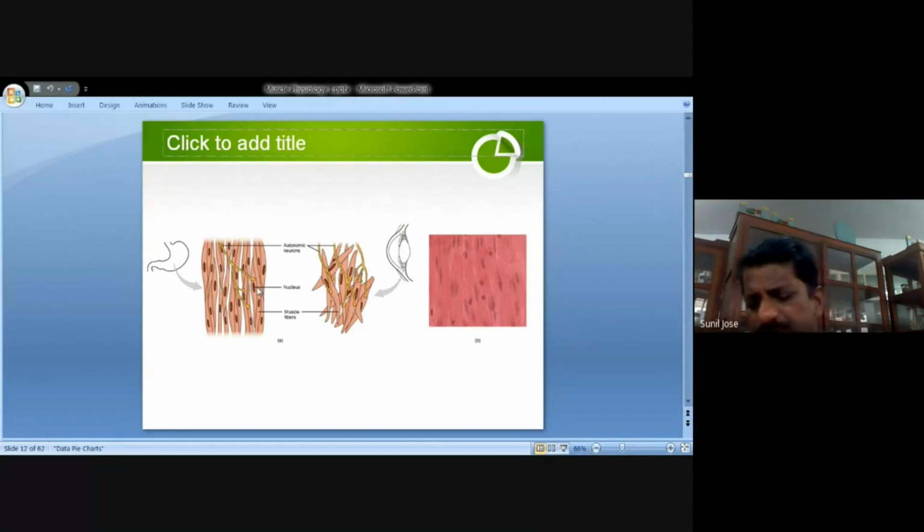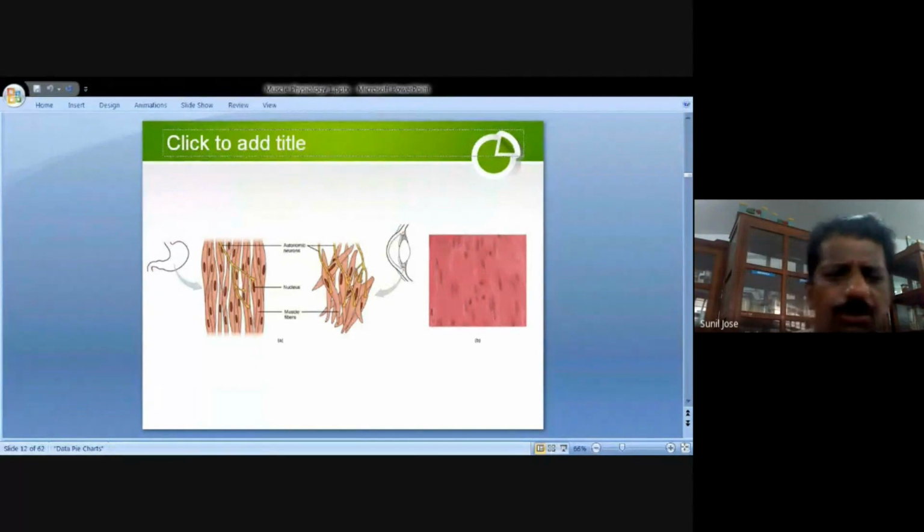So smooth muscles are known by the name smooth muscle because they do not have striation. Their both ends are pointed. They do not have a disc-like structure known as the intercalated disc, as in the case of cardiac muscle. So these are some of the features of the smooth muscle.